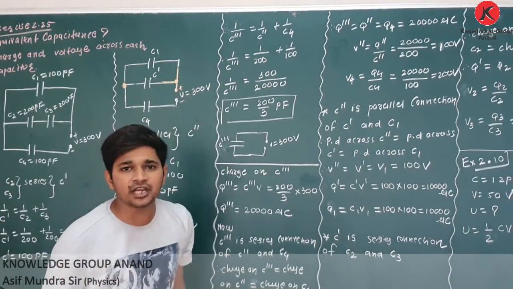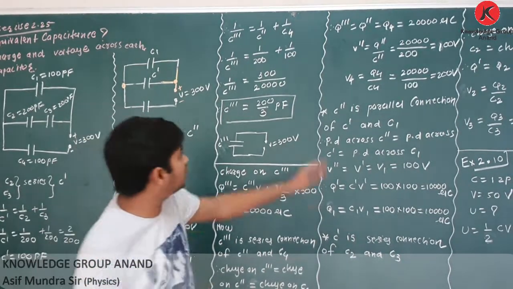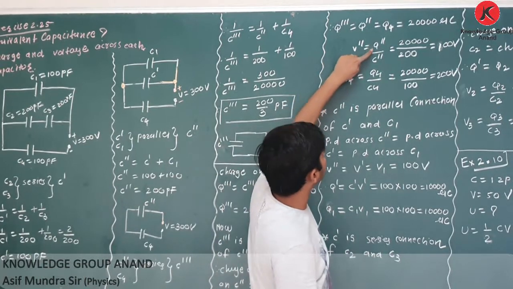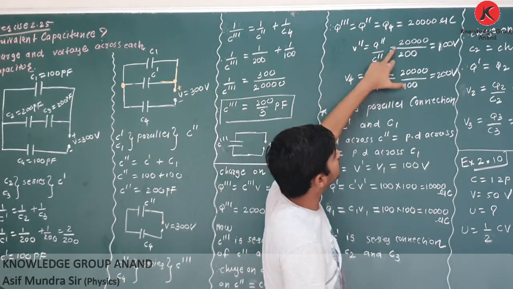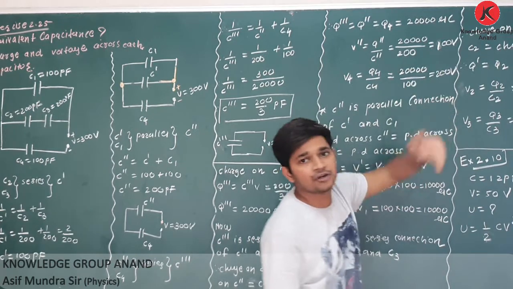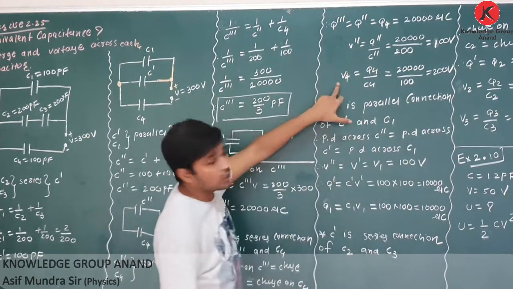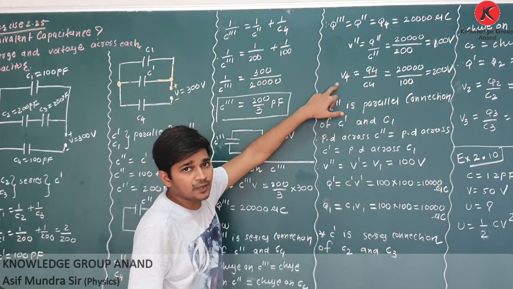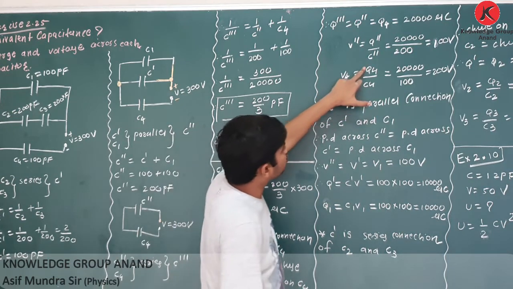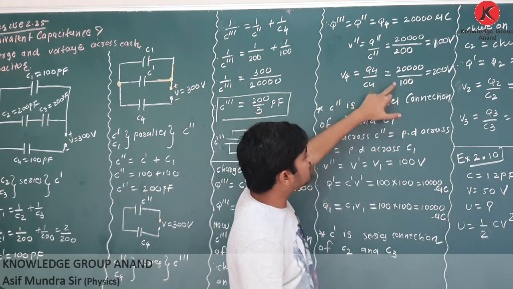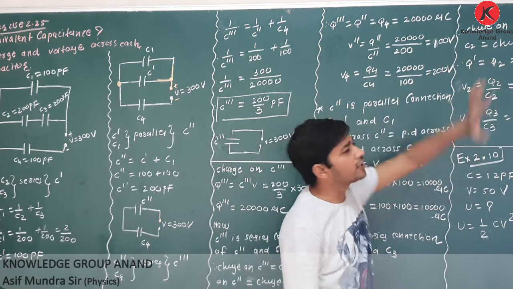Okay, now you know the charge and you know the capacitance. Then how to find the potential difference? With the help of the equation, V double dash is equal to Q double dash upon C double dash, 20,000 upon 200 is equal to 100 volt. What is the potential difference between the two plates of the fourth capacitor? V4 is equal to Q4 upon C4, 20,000 upon 100 is equal to 200 volt.